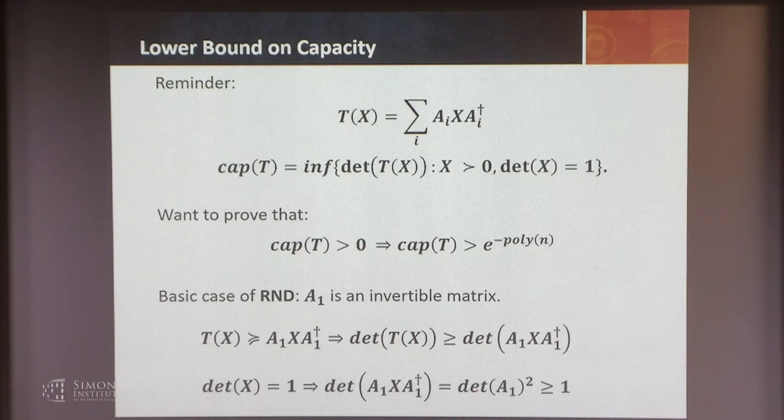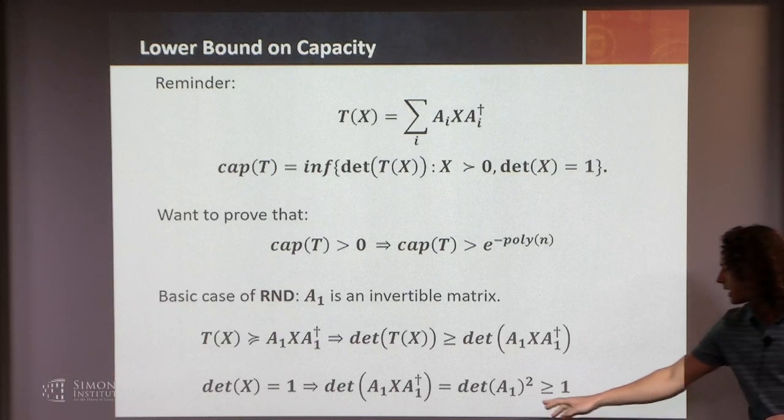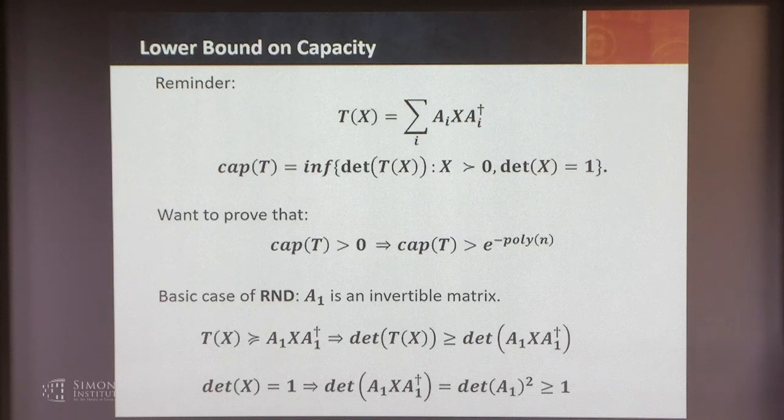So let's do the basic case that Leonid did. What is the easiest case of a rank non-decreasing tuple of matrices? Let's say that one of these matrices, A1, is invertible. Then you know you're not shrinking the rank of anyone, because V gets mapped to some other space of the same dimension. So in this case, we know that T of X is bigger, in the positive semi-definite sense, than the matrix A1 X A1 dagger, because we're just removing the other sums. This implies that the determinant of T of X is greater or equal than the determinant of A1 X A1 conjugate transpose. Since the determinant of X is 1, this is equal to the determinant of A1 squared, and A1 is an integral matrix, so we know that this quantity is greater or equal to 1. So if I have one invertible matrix, I'm done. I know how to lower bound capacity.